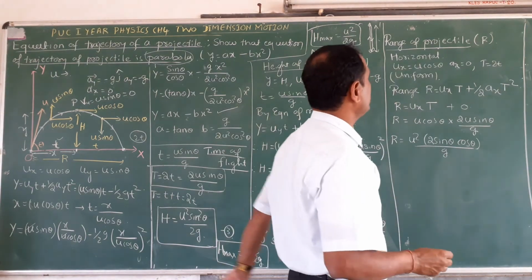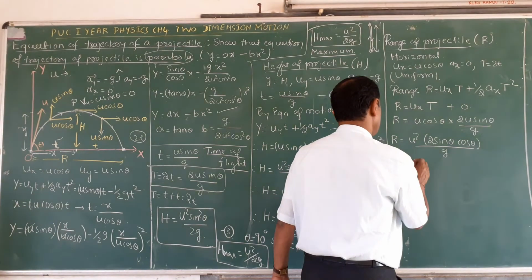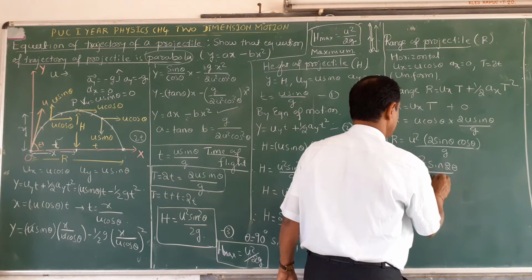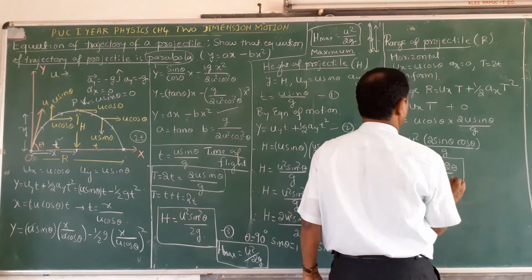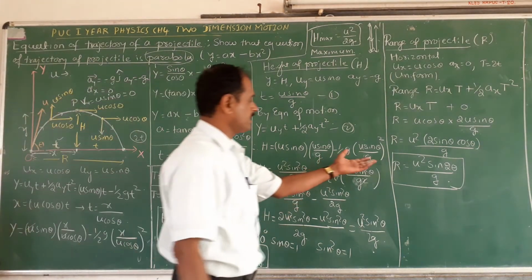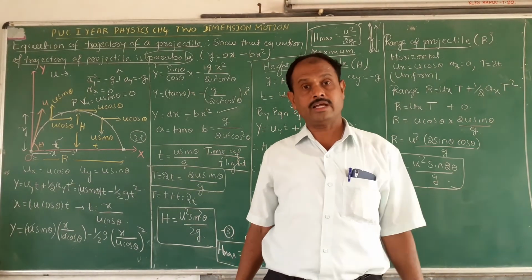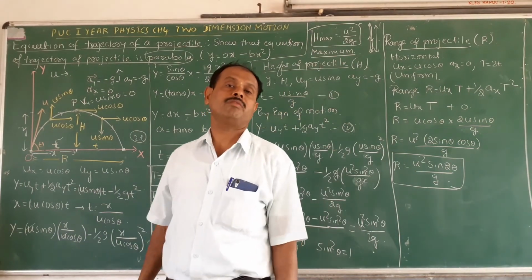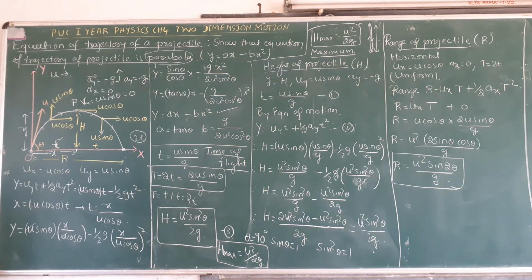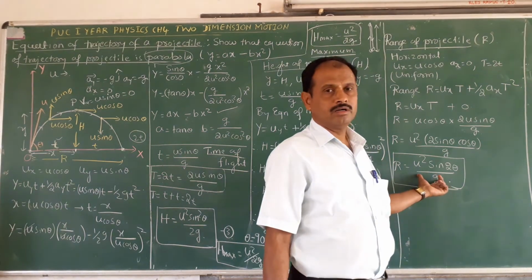What is 2 sin theta into cos theta? Definitely it is sin 2 theta. This is R is equal to u square sin 2 theta divided by g. This is the expression for range of the projectile. What is range of the projectile? The maximum horizontal distance covered by the projectile in time equal to time of flight. This is a very basic important equation.